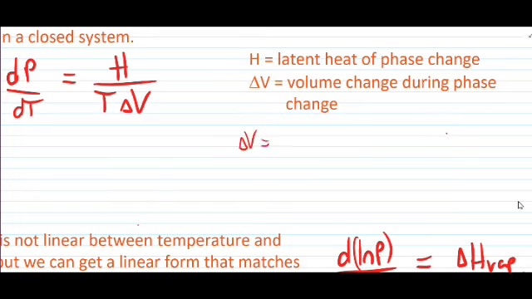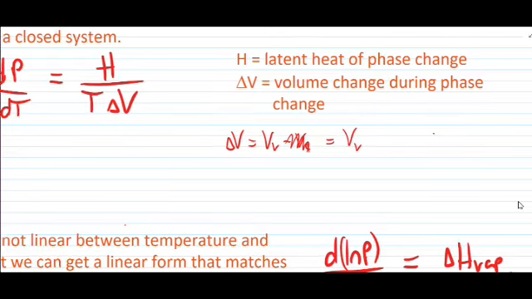Delta V, the change in volume of the phase change, is the volume of the resulting vapor minus the volume of the liquid. We're going to make the assumption that the liquid is compressed and the vapor is highly expanded, so the liquid volume is very small relative to the volume of the vapor. So we're going to just get rid of that term and leave the vapor volume left over.